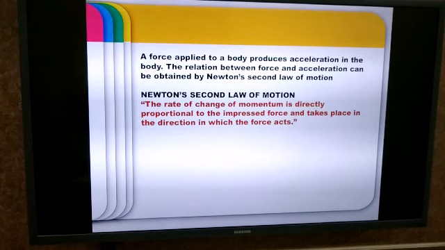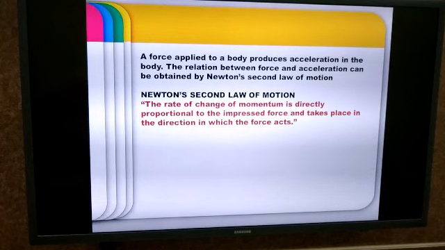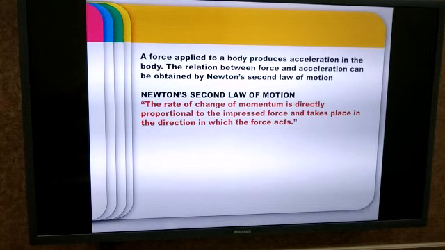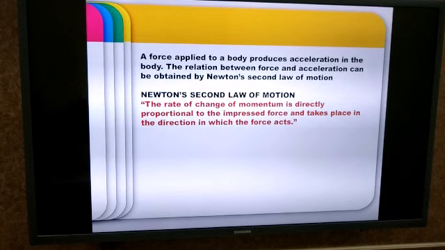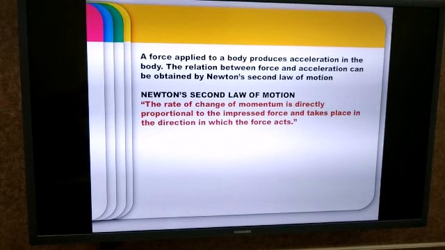Now let's see the statement of Newton's second law of motion. As we have already seen in the derivation of the force equation, the rate of change of momentum is directly proportional to the applied force. So Newton's second law of motion states that the rate of change of momentum is directly proportional to the impressed force, that is the applied force, and the change in momentum takes place in the direction in which the force acts.